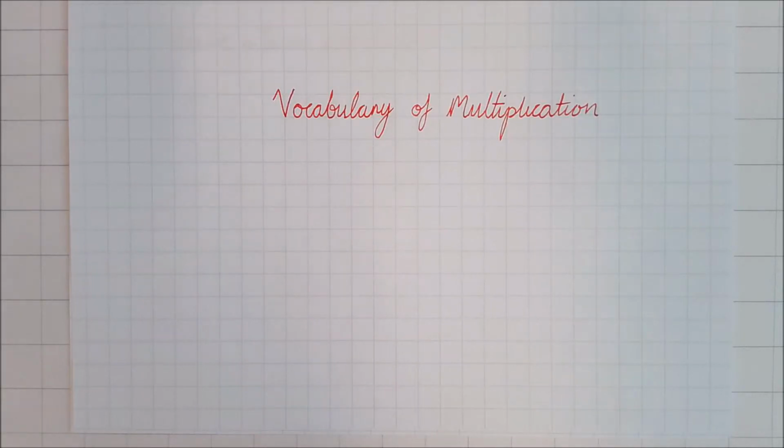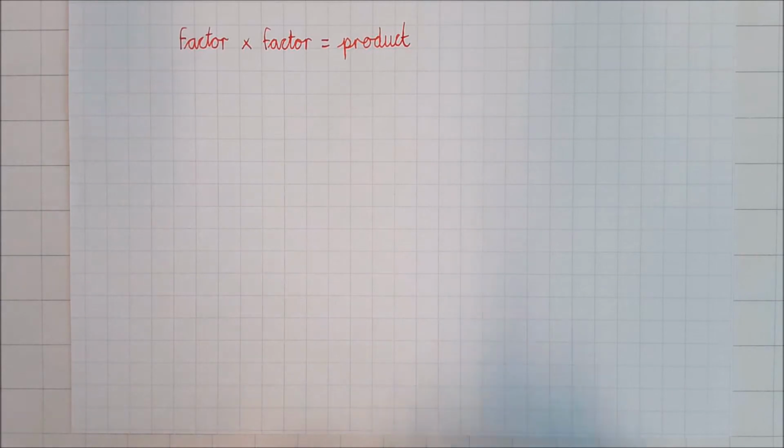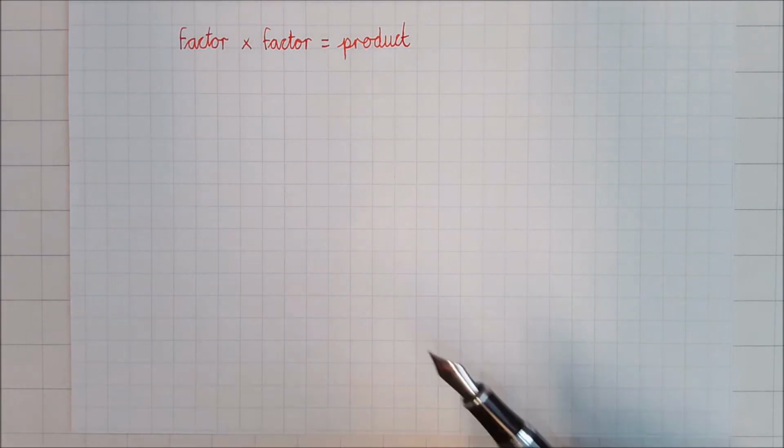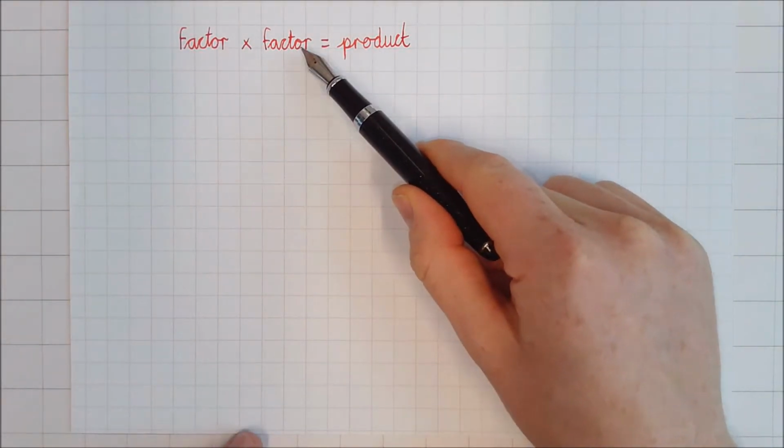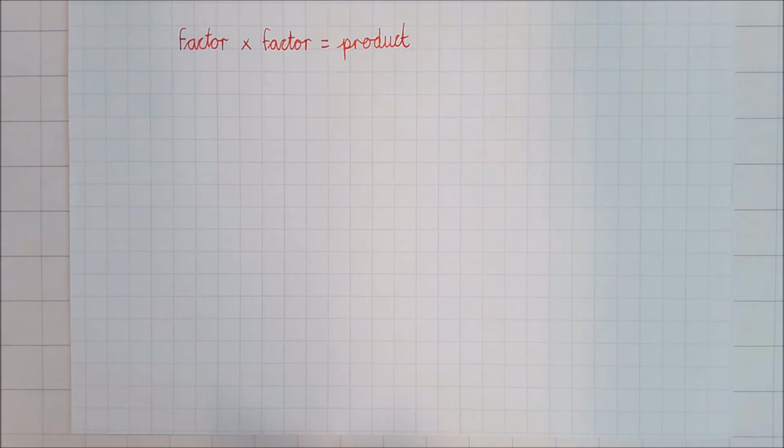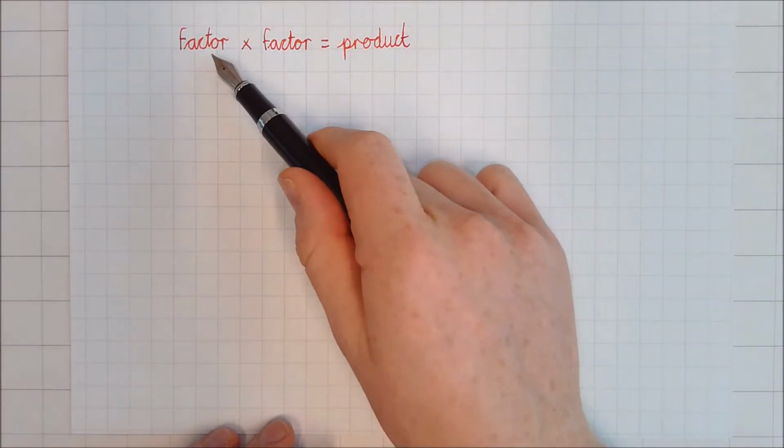Now we're going to look at the vocabulary of multiplication. The vocabulary we'll be using in these videos to describe multiplication, or the parts of a multiplication equation, are factors and products. You might see other words used such as multiplicand and multiplier, but for these videos we're just going to stick with factor.